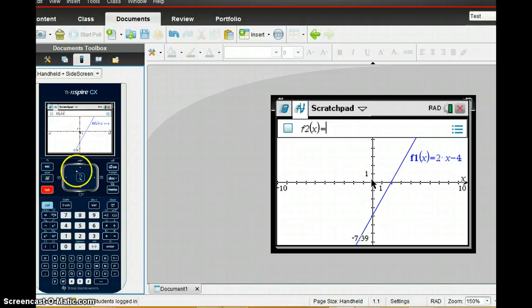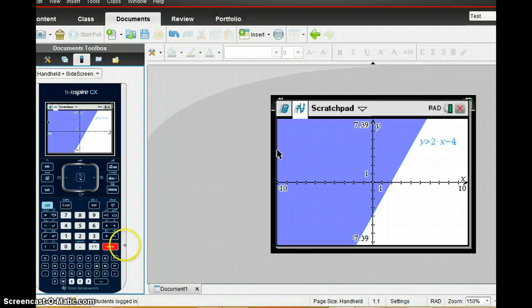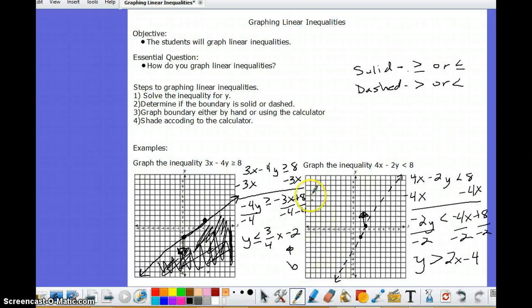So tab, go back up to here. Come back over. I want to get rid of that equal sign. So I press delete. I want the greater than, which is 4. And now I hit enter, and there you have it. There's my graph. As you can see, when I go over it, it's a dashed line, just like I said it would be. My shading's here. So that means my shading is all of this right here.